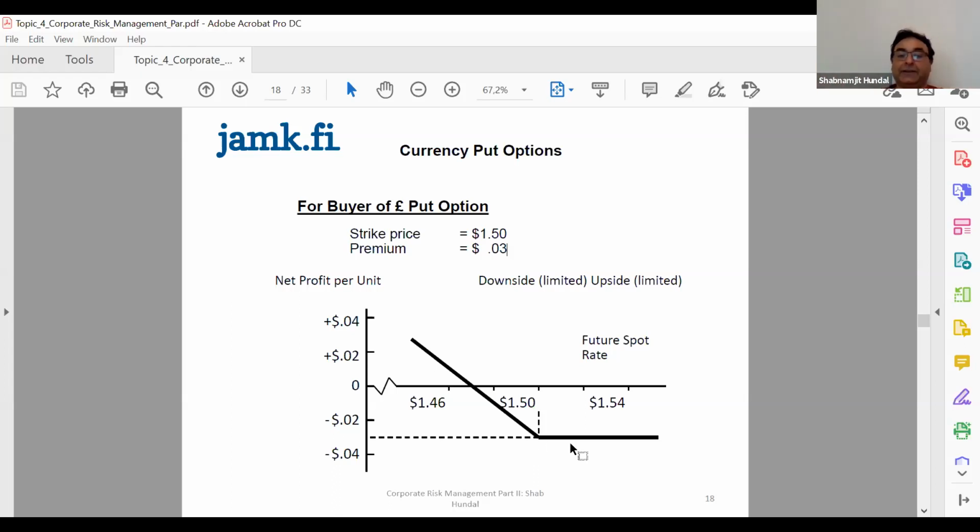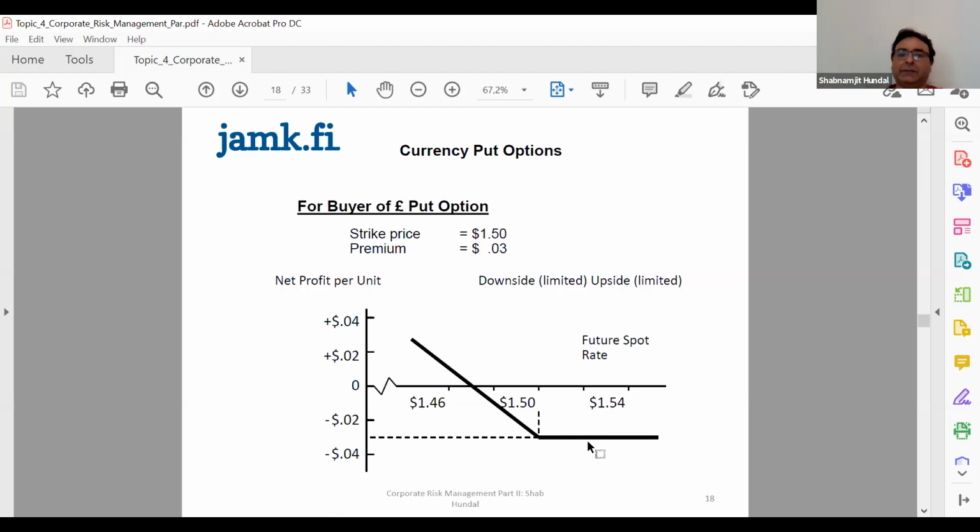But on the right side, when the market price is more than the strike price, definitely I repent. Why did I buy the option? In that case, I will not exercise the option because the market is giving me a higher price than the broker is giving me. Market is giving me 1.54, 1.56, 1.58. The broker is giving me only 1.50. So why should I go to the broker? I just forget the put option.